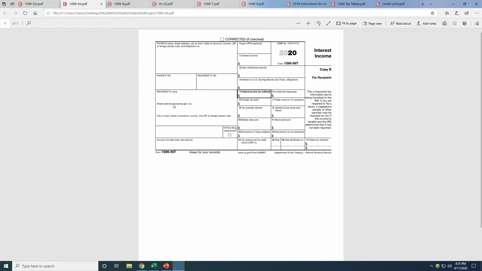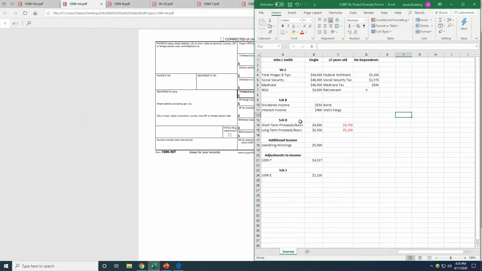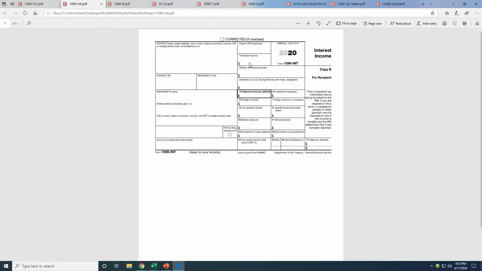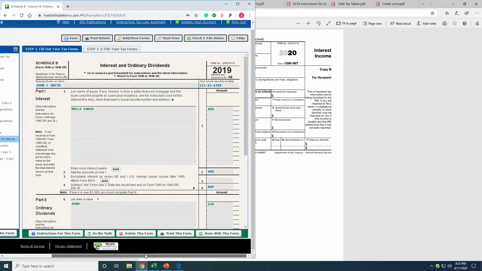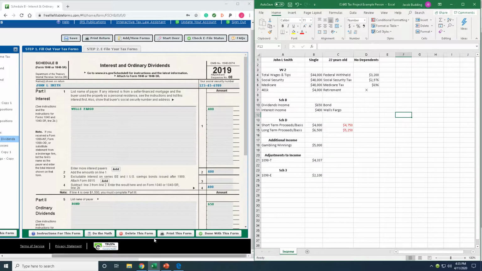And for the 1099 INT, he made $400 from Wells Fargo in interest. So this will be on interest income right here. I'm not going to get too much into tax exempt interest from municipal bonds. We're just going to keep it basic and go over the fundamentals before getting to something totally more complicated. So we're going to go back to the Schedule B. As you can see, Wells Fargo, $400 for interest, and the bond, which is ordinary dividends, $650.